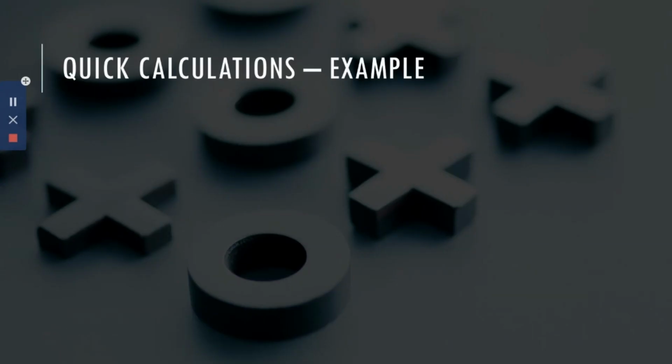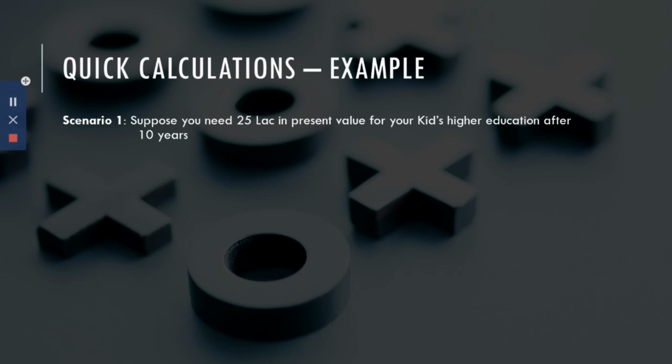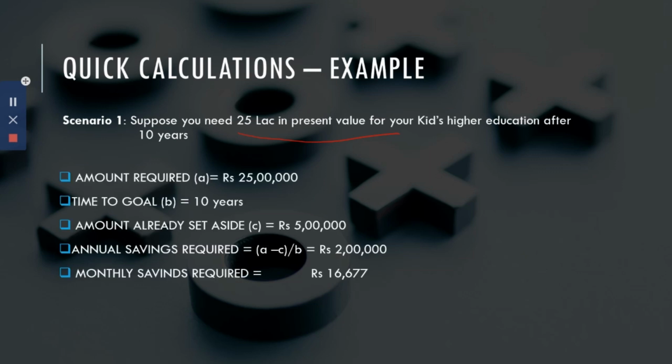Now let's see a quick example. Suppose you need 25 lakhs in present value for your kids' higher education after 10 years. So the amount required is 25 lakhs, time to goal is 10 years, and the amount you already have is 5 lakhs. So what is remaining? What is required is 25 minus 5 in 10 years. So it's about 2 lakhs per annum that you need to save.